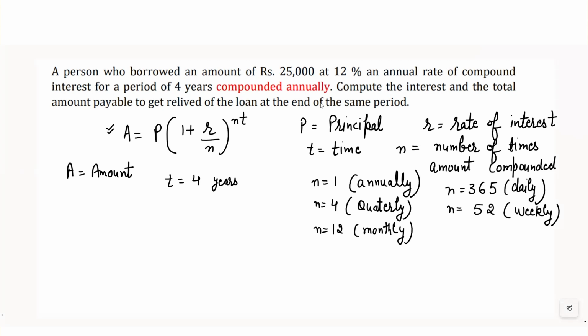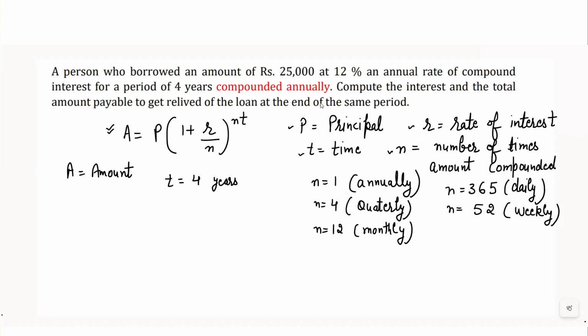In the formula, A means amount, P means principal, T means time, R means rate of interest, N means number of times the amount is compounded. That means if it's annually, then N is equal to 1, only once in a year. N is equal to 4 when it is quarterly, that means 4 times in a year. N is equal to 12 monthly, every month. N is equal to 365 means daily, every day. N is equal to 52 means weekly, every week.